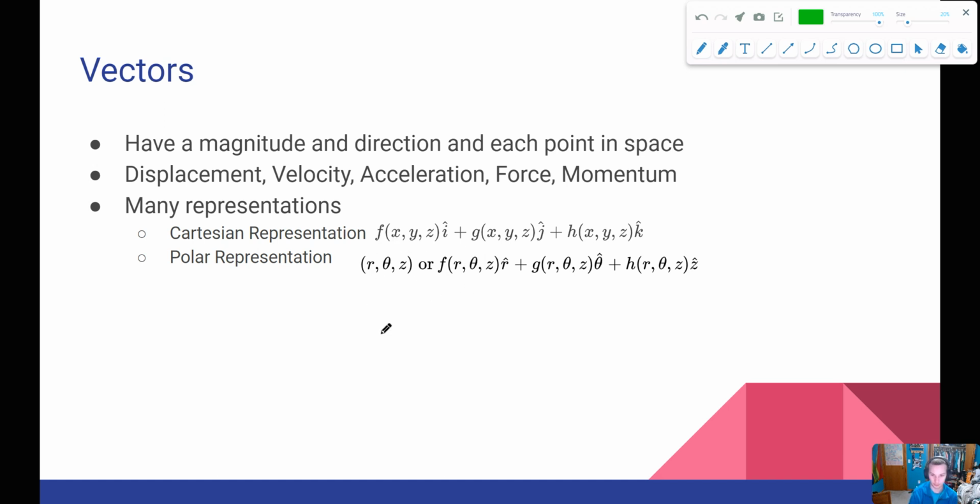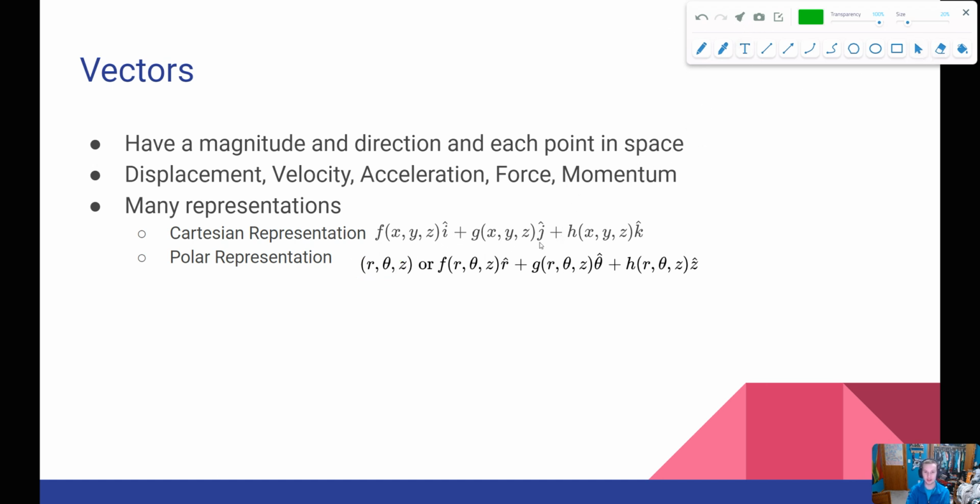Or you can write it in polar form, where you have some overall magnitude and then some angle, and then if you're in 3 dimensions, you can add on the z component. The important thing to remember here is that the polar representation is technically just r, theta. If you include the z component, it is called cylindrical. That's just something that you should keep in mind.